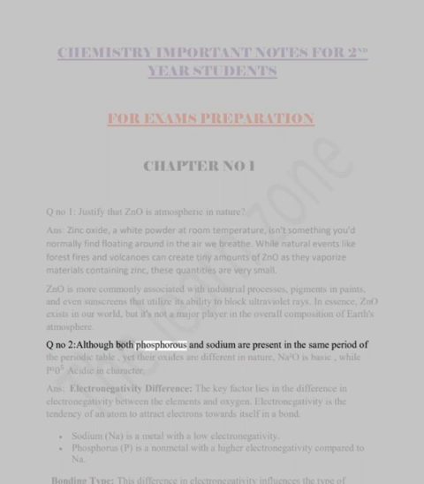Question number 2. Although both phosphorus and sodium are present in the same period of the periodic table, yet their oxides are different in nature. Na2O is basic, while P2O5 is acidic in character.